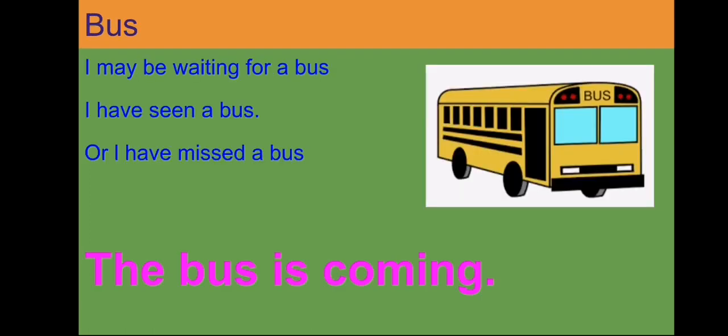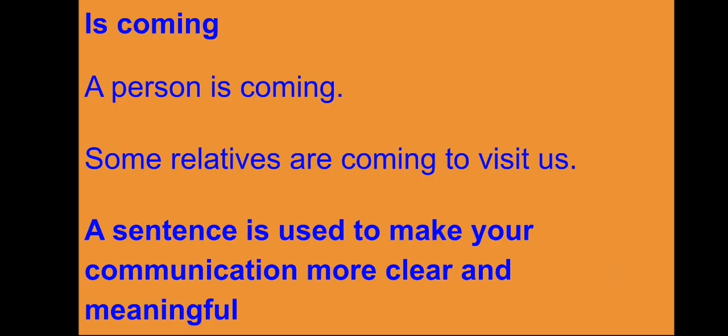Now let's take another example. If I just say the word bus, you may understand it in 3 different ways. You may think I may be waiting for a bus, I have seen a bus, or I have missed my bus. Means this word bus is giving 3 different meanings to 3 different people. Now if I say is coming, you may think a person is coming to me, or some relatives are coming to our house to visit us.